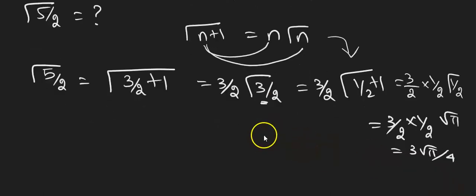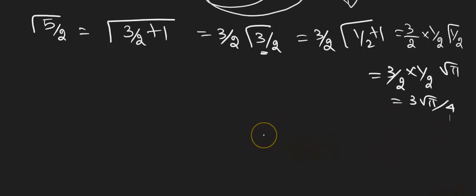So you are going to use the basic formulas. What is that? Gamma of 1 is 1. Gamma of 1 by 2 is root pi.